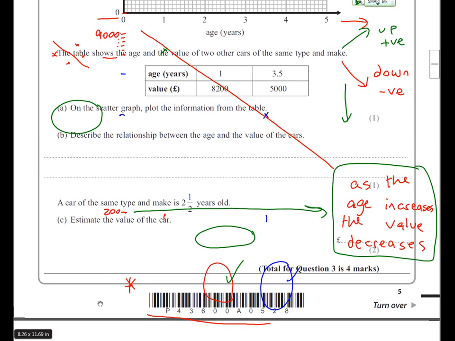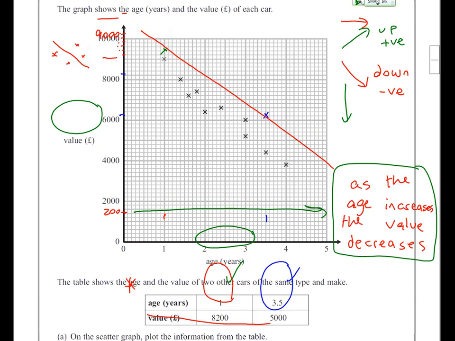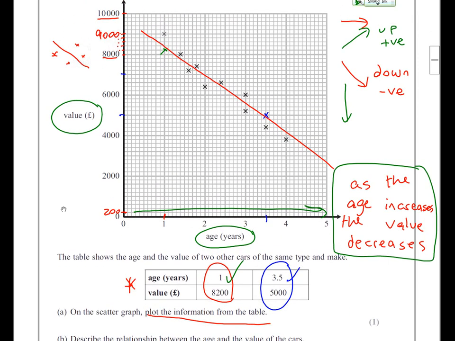A car of the same type and make is 2.5 years old. Estimate the value. The reason it says estimate is that everyone's graph will have a slightly different line of best fit. So it's just an estimate because unless you've used a computer program or a formula, your line won't be perfect. Any line of best fit around the center of the points will get you the mark. So you go to 2.5 years, you go up, you can show the examiner your working out, there's nothing wrong with that. In fact, it's good.